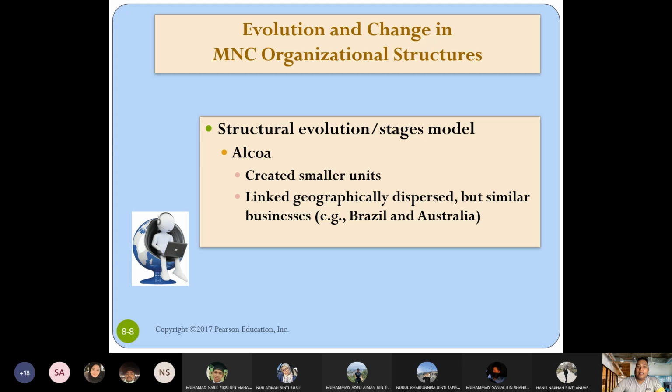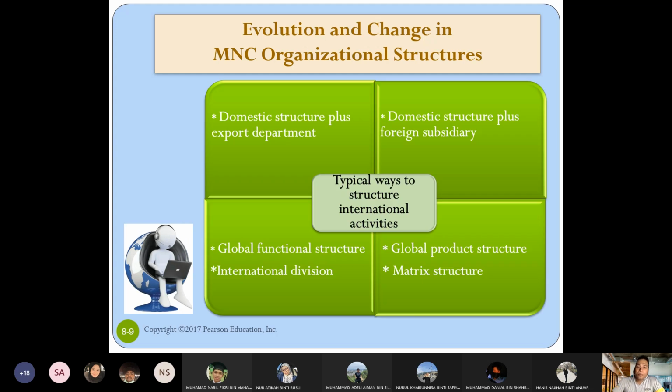Okay, and then the evolution and change in an MNC, or multinational corporation, organizational structure. If you look at it, they have the structural evolution or stages model. The example company is Alcoa. Alcoa created smaller units. They start with the smaller units and then link geographically dispersed but similar businesses, such as in Brazil and Australia. So they start with a smaller unit and then disperse based on geography. When we talk about geographical, they are based on the area. This is another type of organizational structure, and later on we will go into more detail about the geographical or area structure.